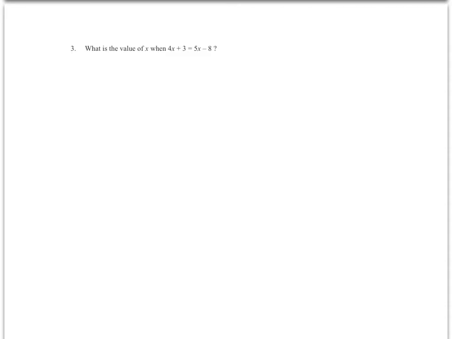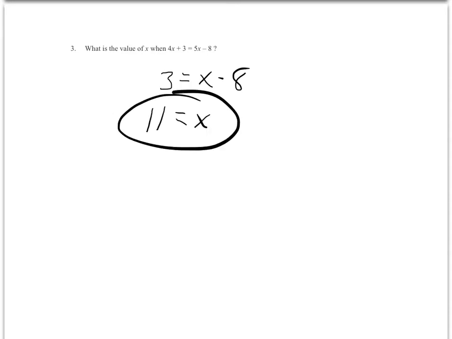What is the value of x? This is telling you to solve the equation. If you were to subtract 4x from both sides, you would get 3 equals x minus 8. And if you add 8 to both sides, you get x is 11. The value of x is 11.